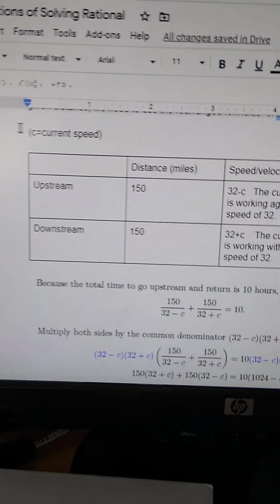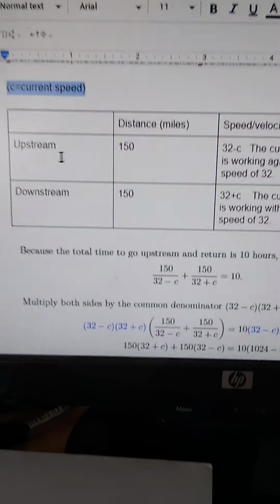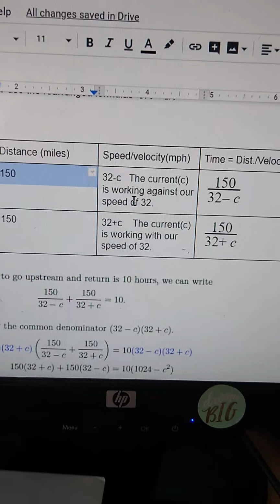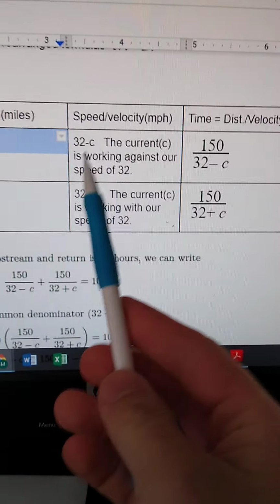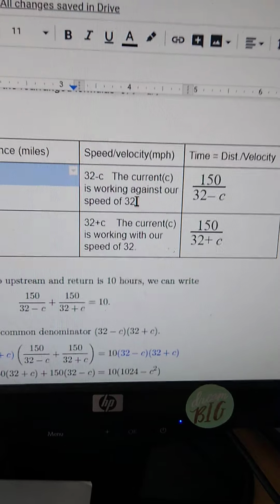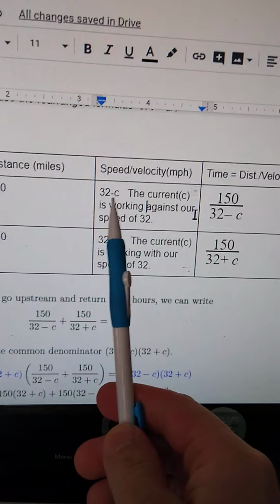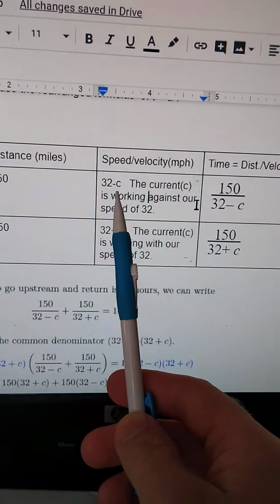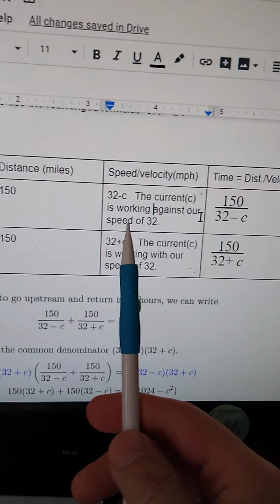So we're going to call our variable c for the current speed, how fast the current of the river is moving. So let's start with the upstream. Upstream, we're traveling 150 miles. And because the current is working against us, because we're going upstream, that means we're going to take our speed. Remember, 32 was the speed that we would be moving in still water, just the speed of the boat by itself, minus the speed of the current. So however fast the current is moving, 32 minus that will tell us how fast we're moving upstream. My boat speed minus the river working against it.